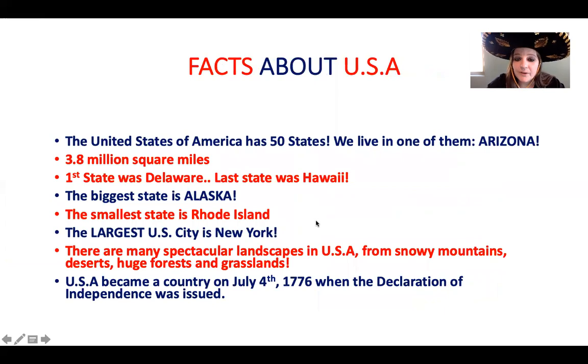The United States of America has 50 states. We live in one of them, which is Arizona. It is 3.8 million square miles. The first state was Delaware. The last state was Hawaii. The biggest state is Alaska. But did you know that Arizona is in the top? I think we're number 7, but we're in the top 10 of the biggest states in the United States of America. We are. The smallest state is Rhode Island.